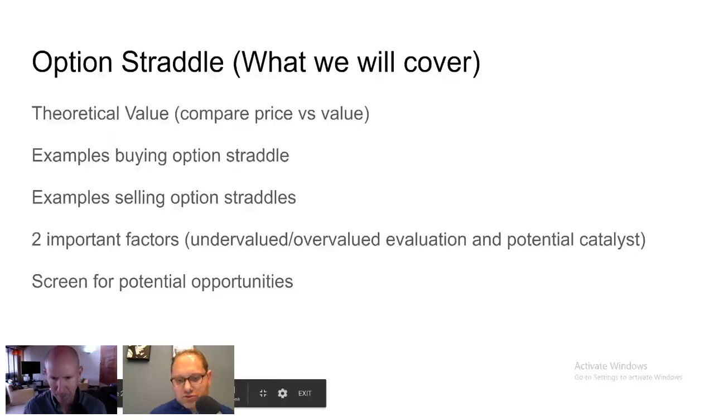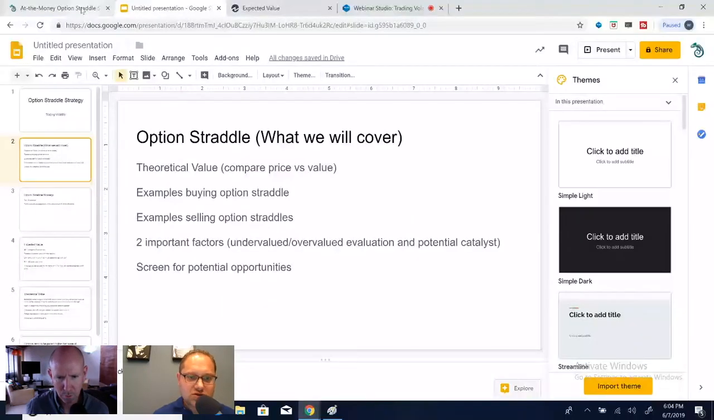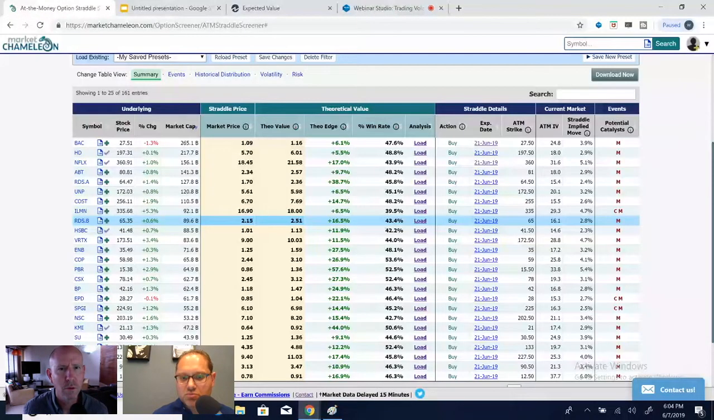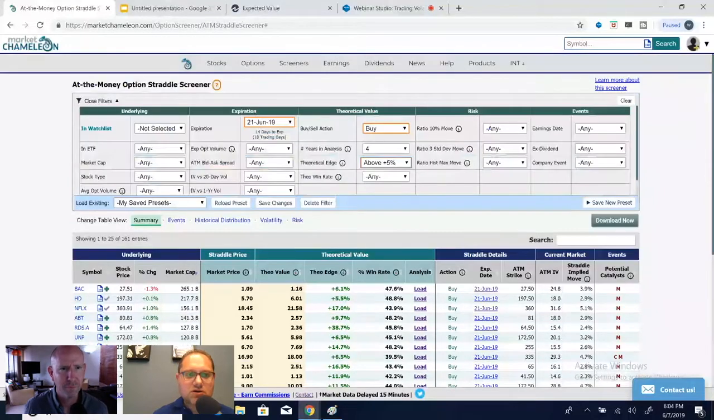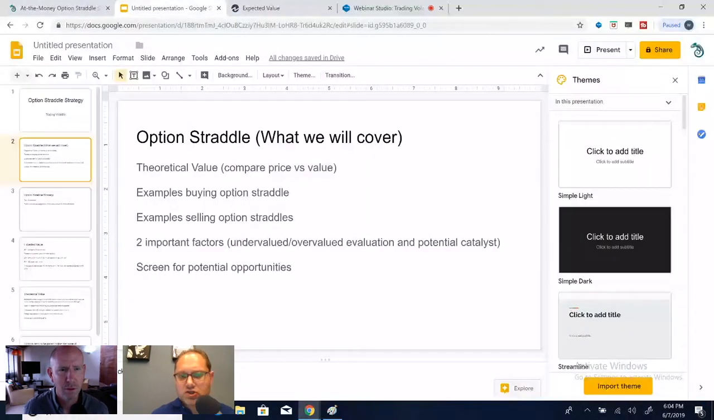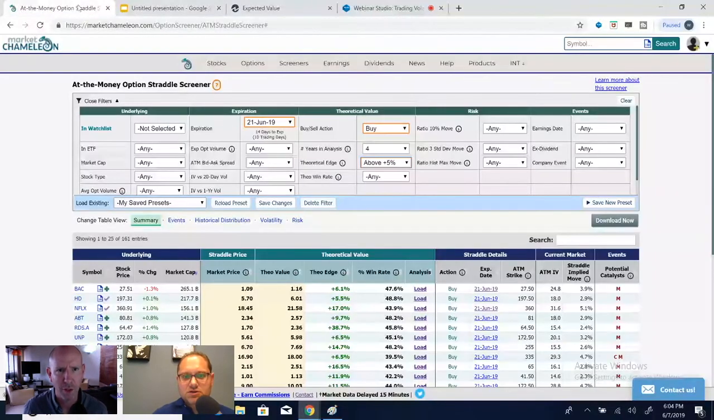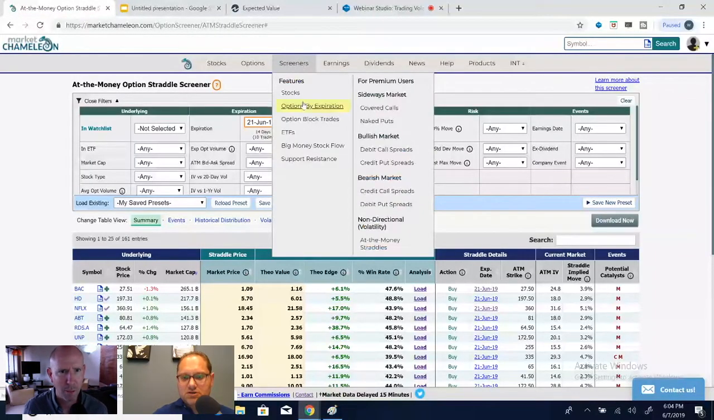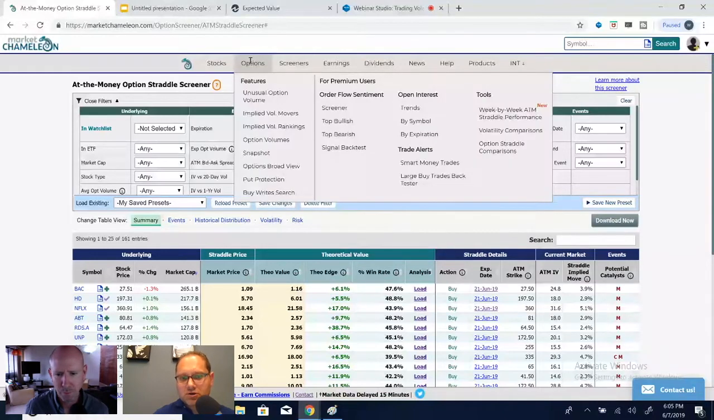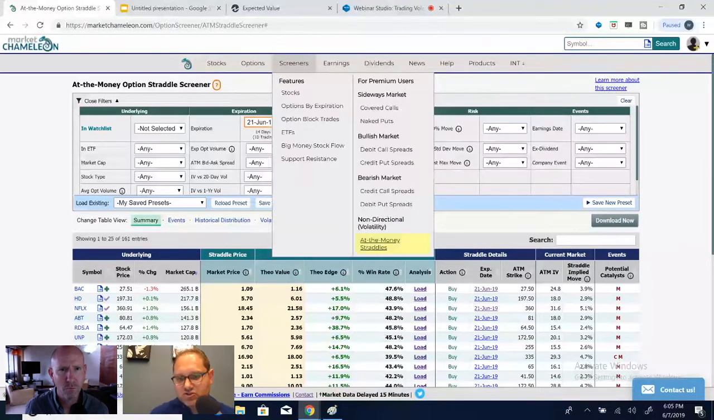So what we'll do is we're going to use this screener as our basis for the presentation. Nice. Can you show people real quick how to find that screener, if they're on MarketChameleon.com, so while you walk through step by step, they know where to find it? Yep, just above the main menu, right down here, the non-directional volatility at the money straddle. There you go. So under screeners, at the money straddles, perfect.